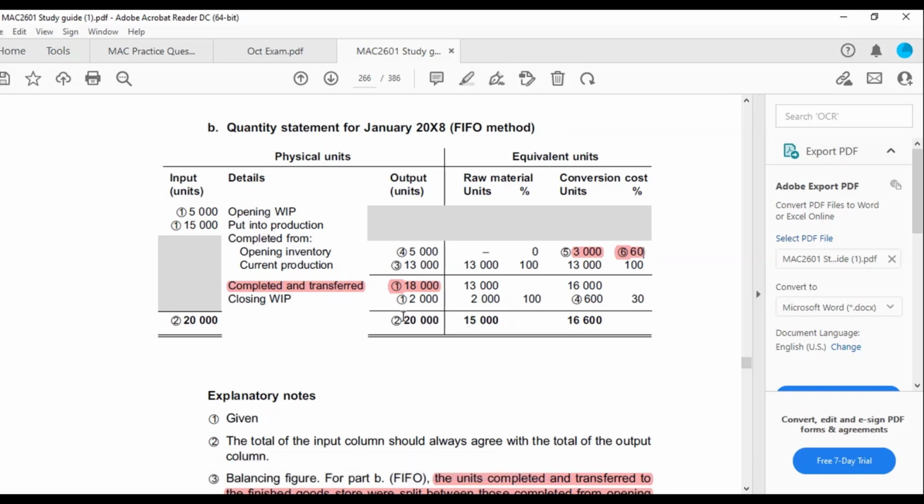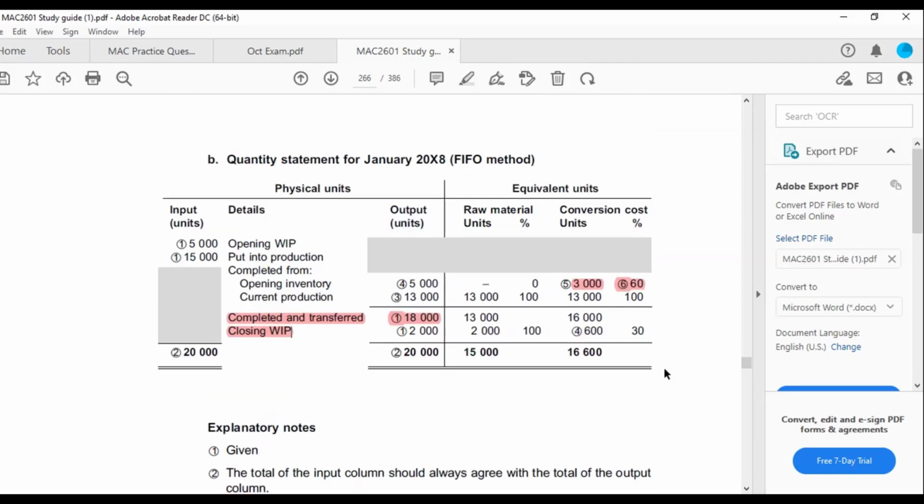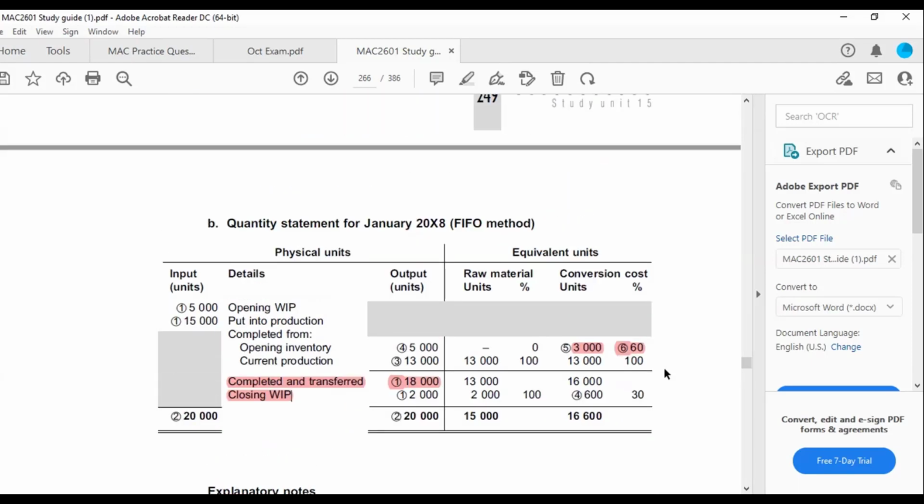And then your closing WIP again is not affected by the valuation method, so you treat it accordingly. Material will be 100, and then conversion cost is 30%. Any questions? Do you guys see when the rules come into play? Any questions, people? I don't want to say guys, people think that it's for males.